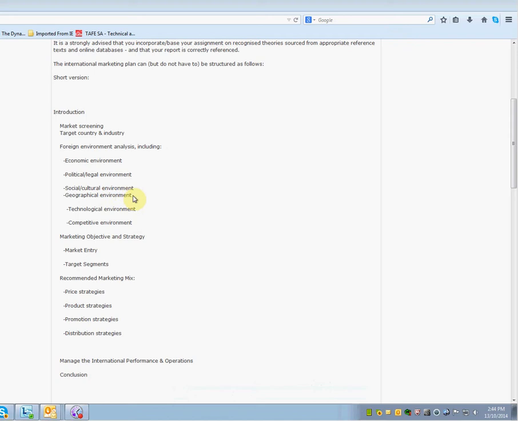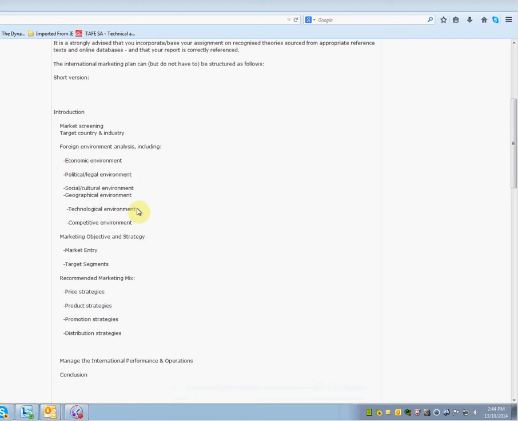Geographical environments, this section will probably be relatively short, but you can probably imagine that depending on where a foreign country is located, the geographical location of a given country will influence consumption in that country. For example, if you look at Finland, people would buy different types of clothing in Finland to, say, Australia because of the fact that it's a lot colder there.